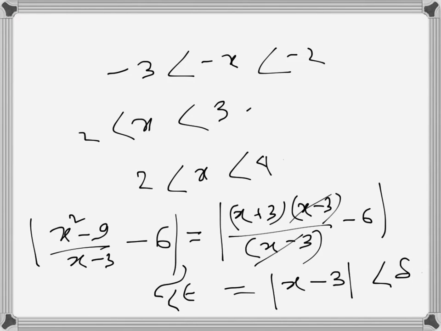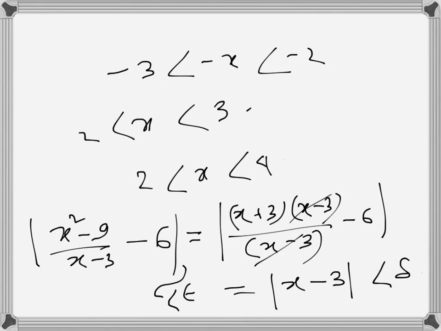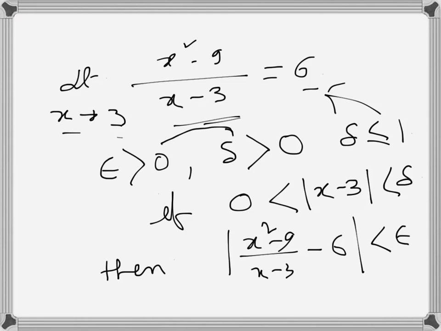So if we take delta to be 1 or epsilon, whichever is minimum, then we can achieve that basically. So that's the relation. If we take delta to be 1 or epsilon, whichever is minimum, we can arrive at this one.